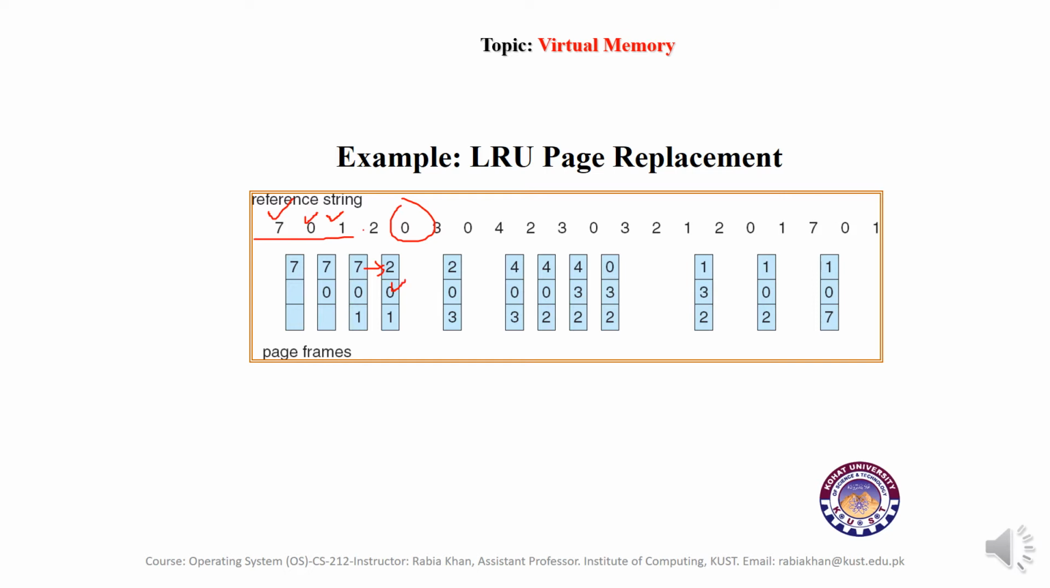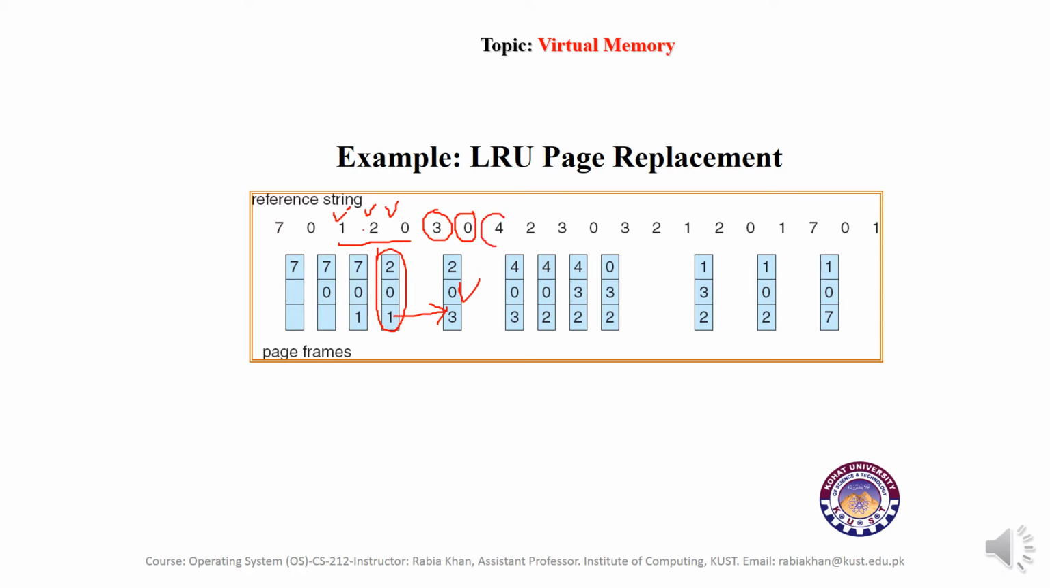Next page to be brought in is page number 3. So you can see here page number 3 is the next page to be required. And this is the frame structure. So we create a look back and perform the comparison with the pages in frames. 0 is most recent, 2 is a little far away, 1 is very far away. So 1 is replaced with page number 3. Next reference is page number 0, and 0 is already present.